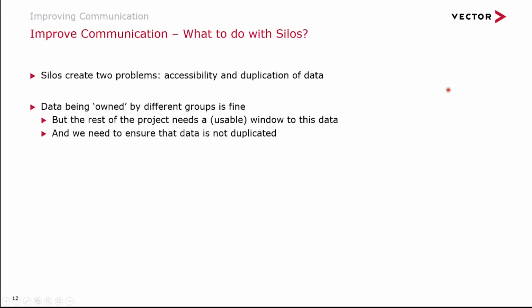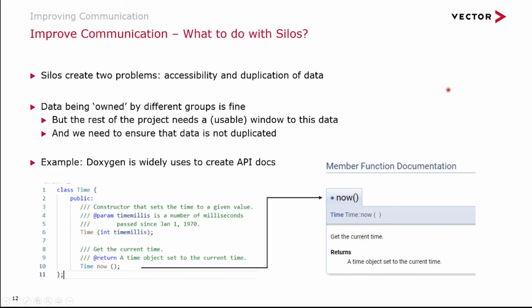And a key point is that the data is not duplicated, right? So if it's duplicated, then we're going to have a slightly different version of the data in the places where it's duplicated, and that makes no sense to me. So think of another simple example: Doxygen.